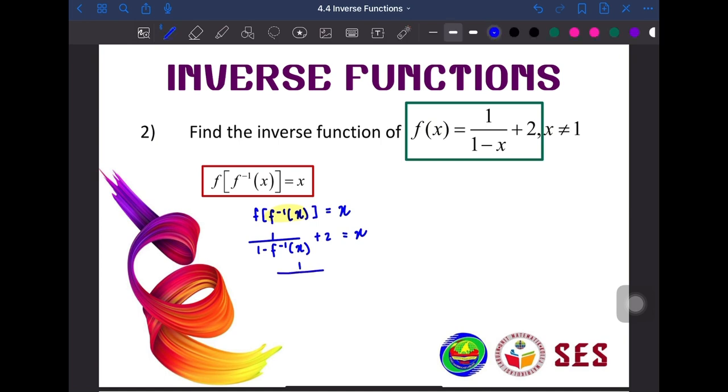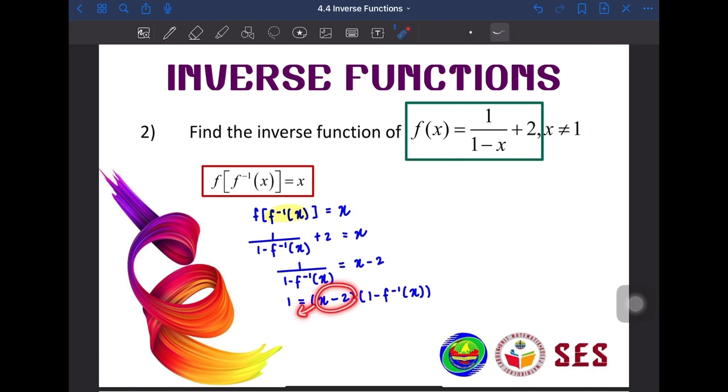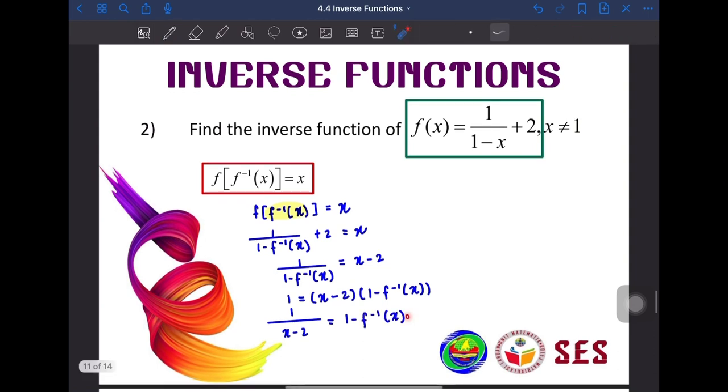So 1/1 tolak f inverse. Okay, so positif 2 bawa sana jadi x tolak 2. So yang ni saya bawa sana jadi darab. So 1 sama dengan x tolak 2 darab dengan 1 tolak f inverse x. Macam tu. Okay. And then this one boleh bawa sebelah jadi bahagi. So 1/x minus 2 sama dengan 1 tolak f inverse x. Okay, so belum siap lagi. Kita nak f inverse sahaja kan. F inverse je. So f inverse ni negatif kan.